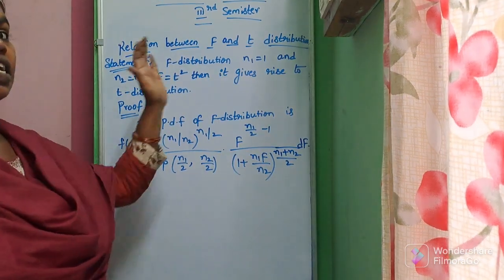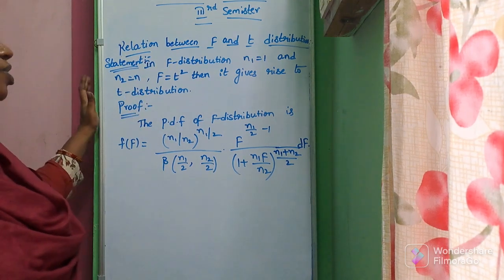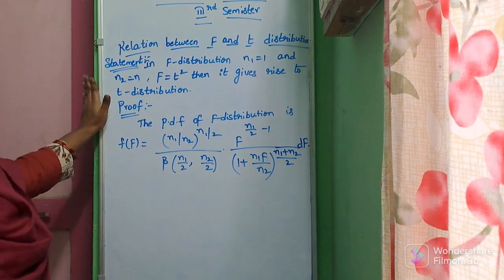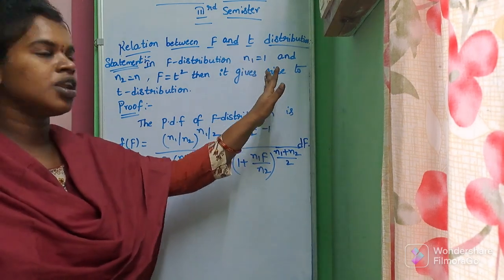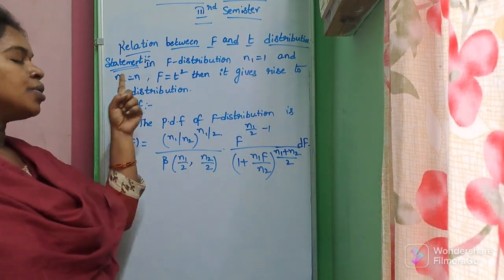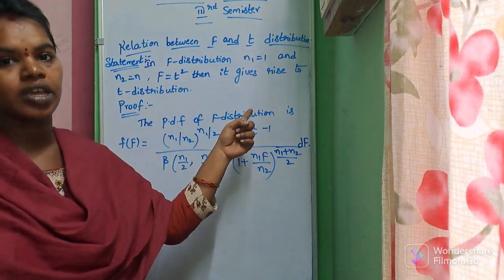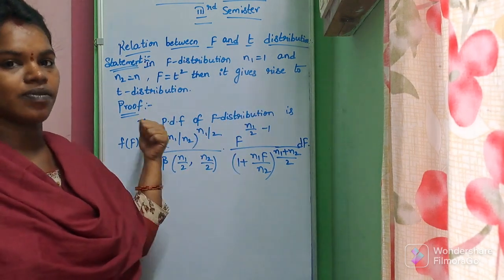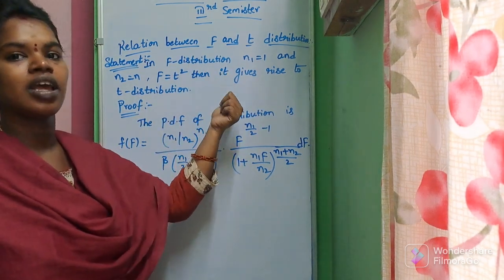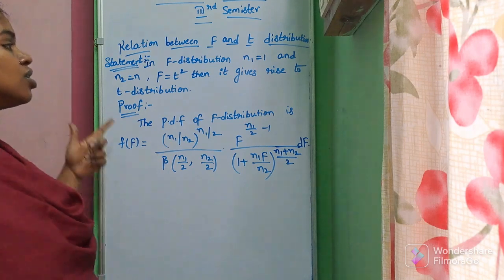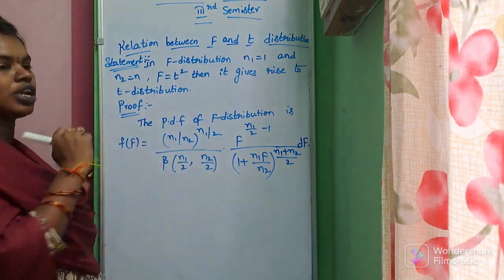Relation between f and t distribution. This is our second relationship. Our statement is: in f distribution, n1 equal to 1 and n2 equal to n, F equal to t square. We have to substitute these three values in f distribution, then it gives the t distribution. So first we have to write the PDF of t distribution.